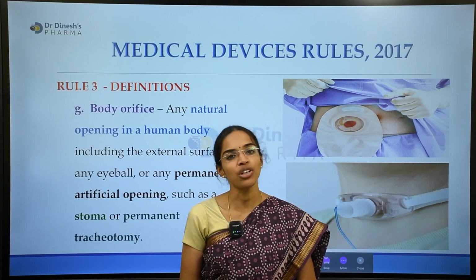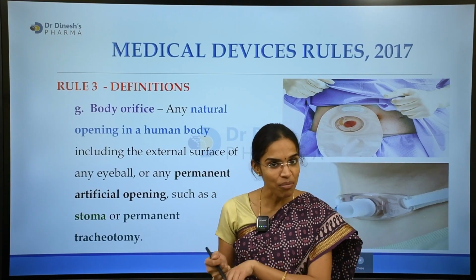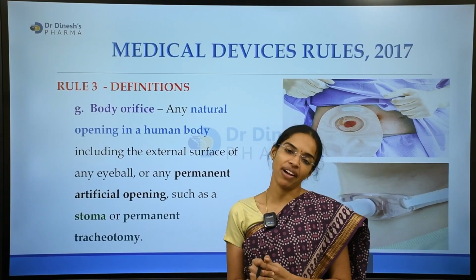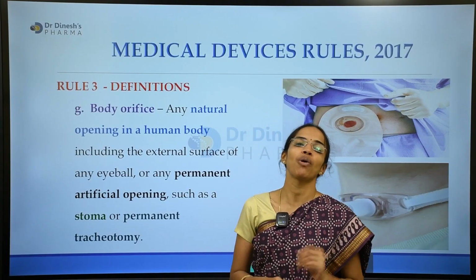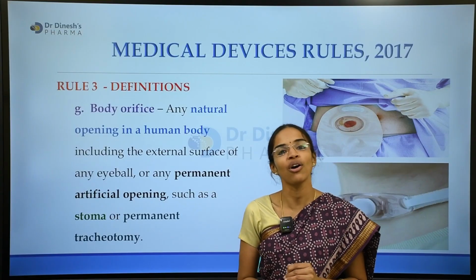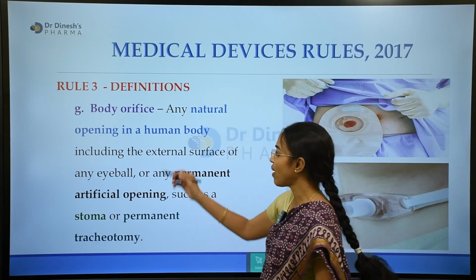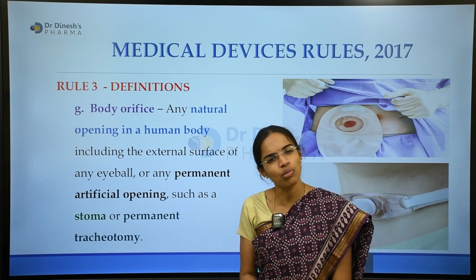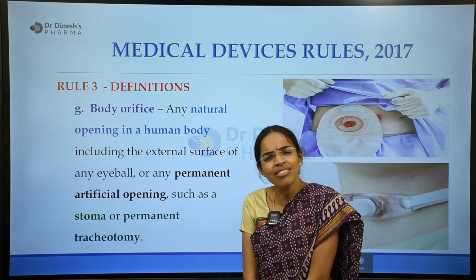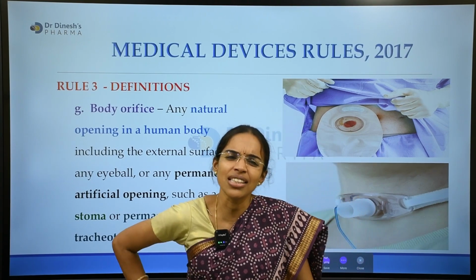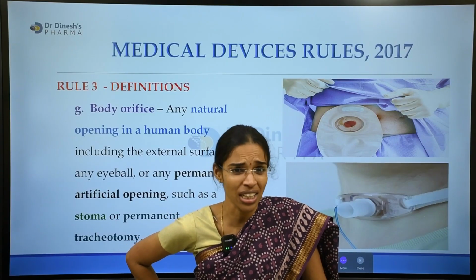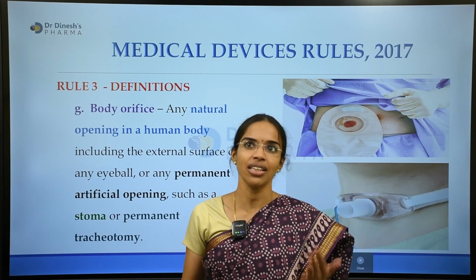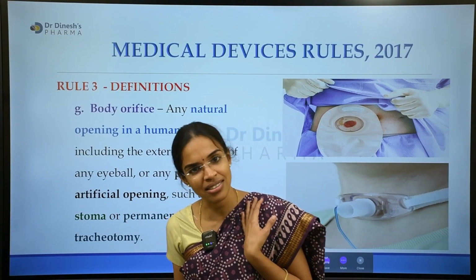And moving forward to a very important part of Rule 3, body orifice. One of the most important definitions of Rule 3 is body orifice. What is a body orifice? Any opening in the human body is nothing but a body orifice. Yes, every one of us knows. So what does it mean? It has to do with MDR 2017. How is it related to MDR 2017 and how is it related to medical devices?